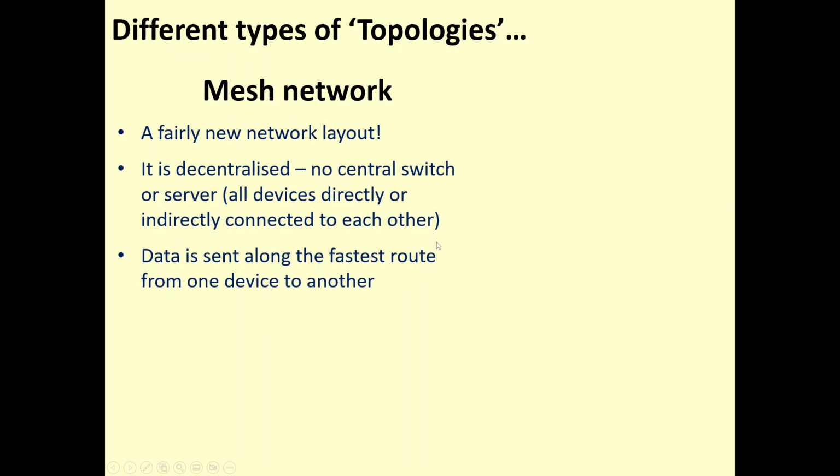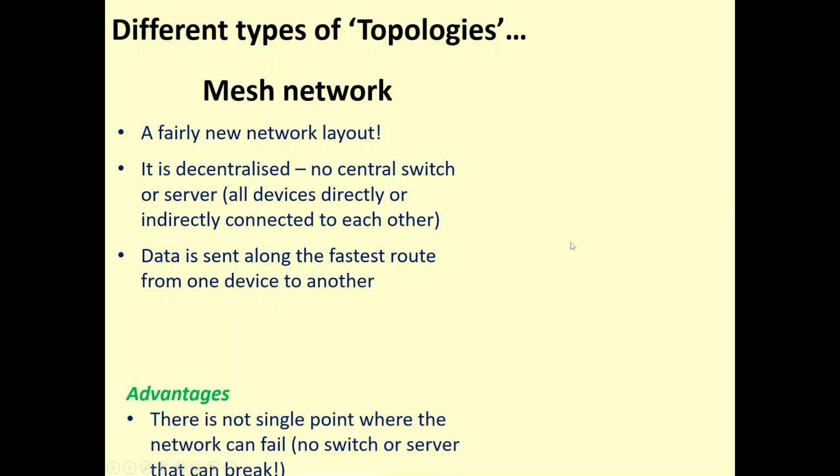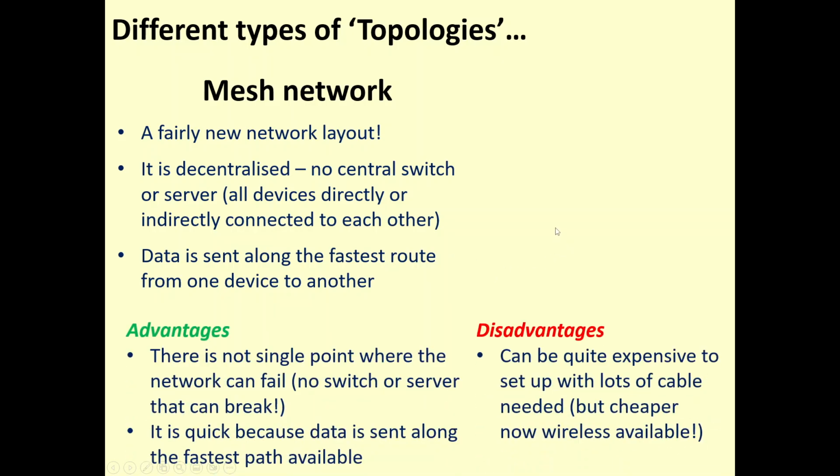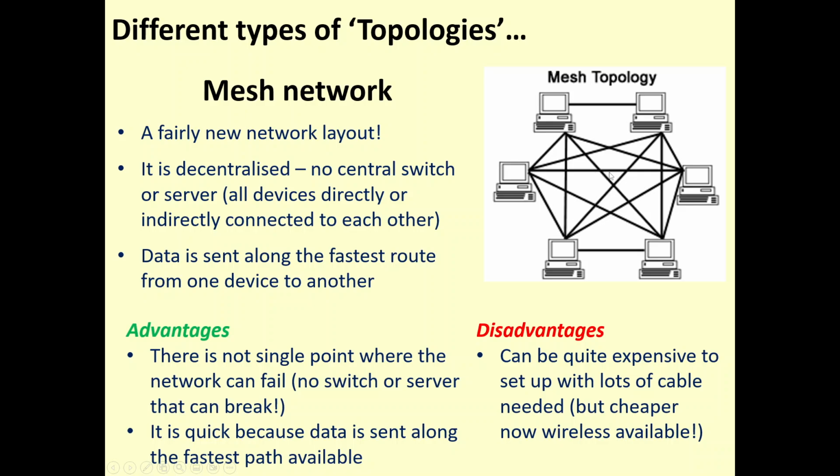The other type of topology that you need to know about is a mesh. This is a newer design for a network. It is decentralized. That means there is no center point in the middle. There is no central point with a switch in the middle. All the devices connect either directly or indirectly to each other, and data is sent along the fastest route available.